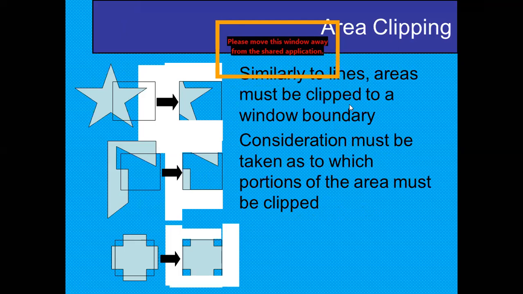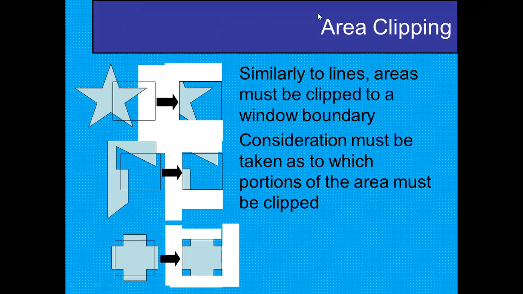So this is another algorithm that is called the area clipping algorithm. So first I am taking your attendance. Here only there are 10 students.